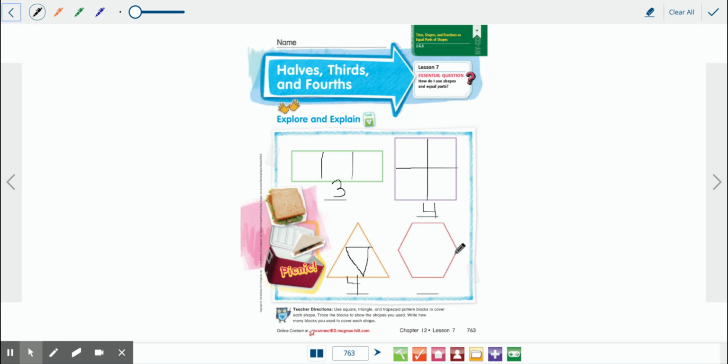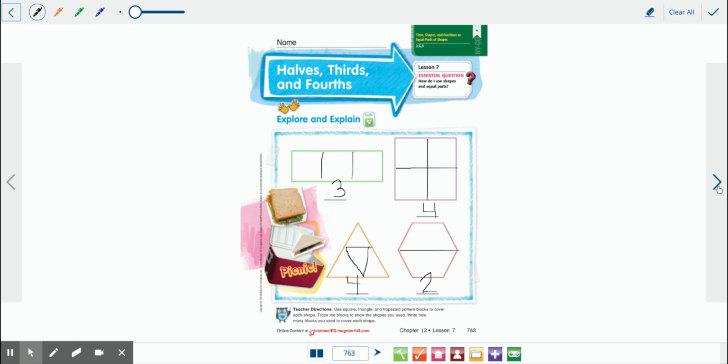And then we have our hexagon. How many trapezoids could we use to make this hexagon? Look, I have one here and another here. I have 2 equal parts. So we have broken up our shapes into different parts. I have 1/2, I have fourths, and we have thirds.